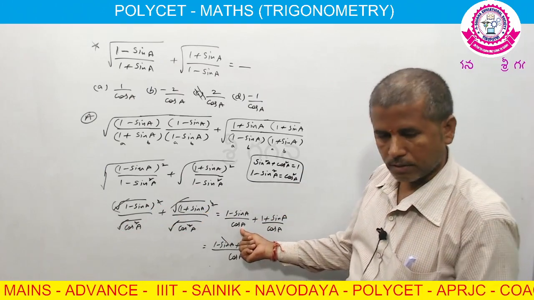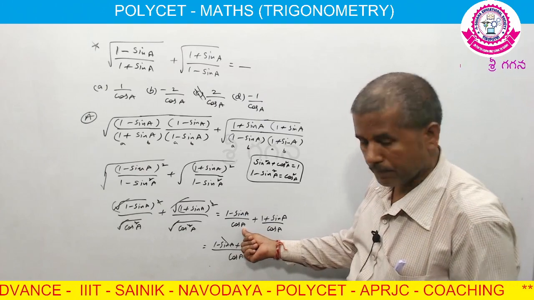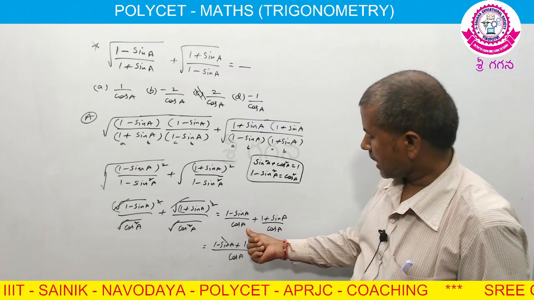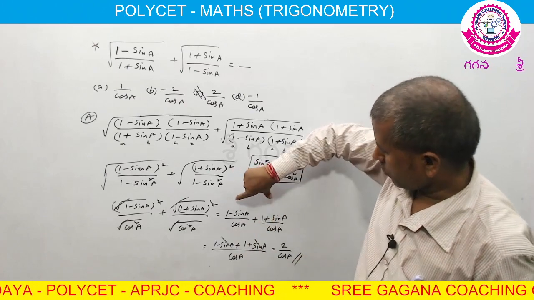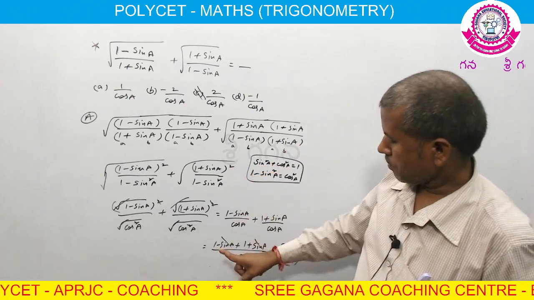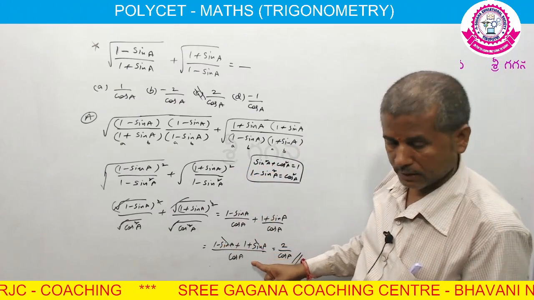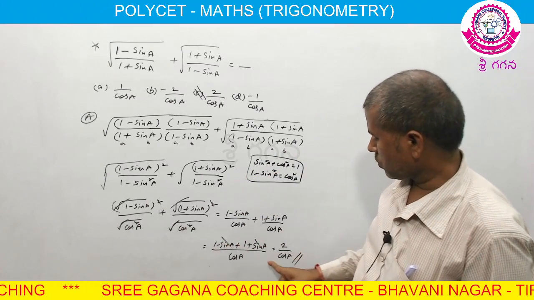As per the algebraic basic fundamental, the denominators are equal, so the LCM is cos a. Numerators add: 1 minus sin a, 1 plus sin a, minus sin a plus sin a cancels, 1 plus 1 is 2, so 2 by cos a.